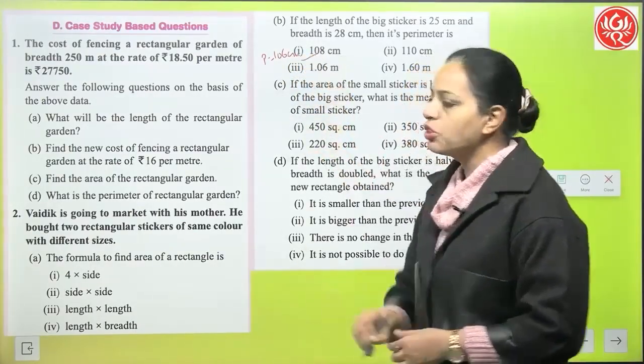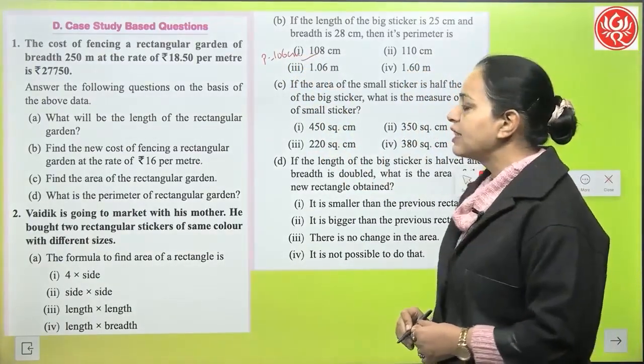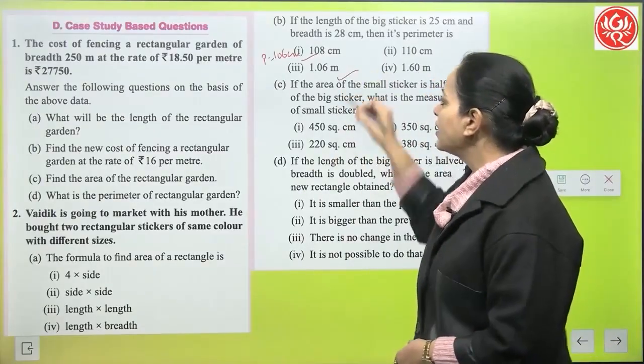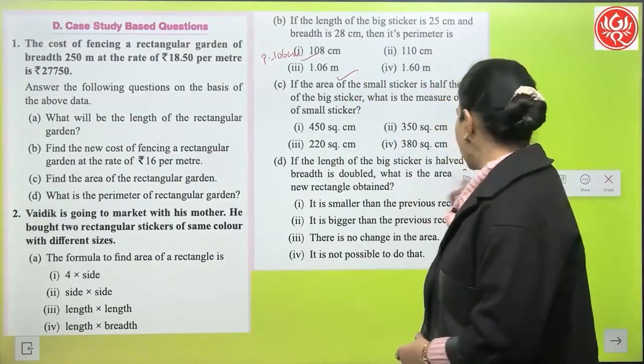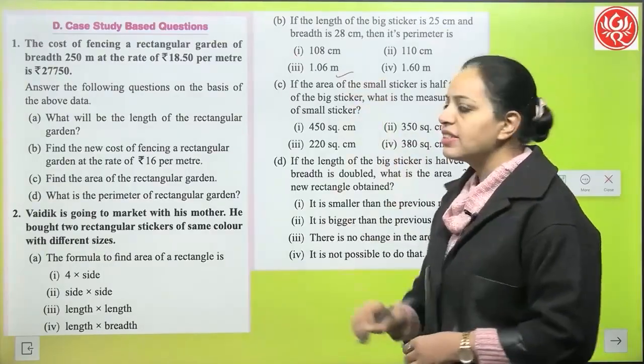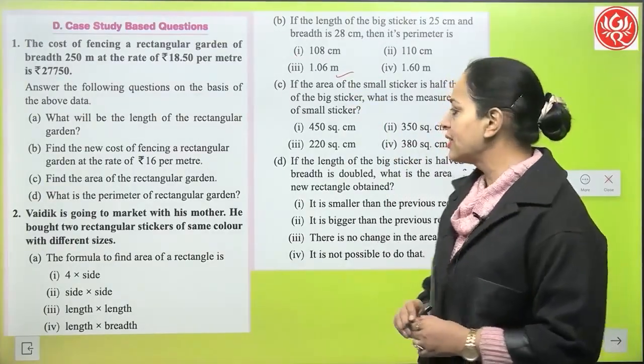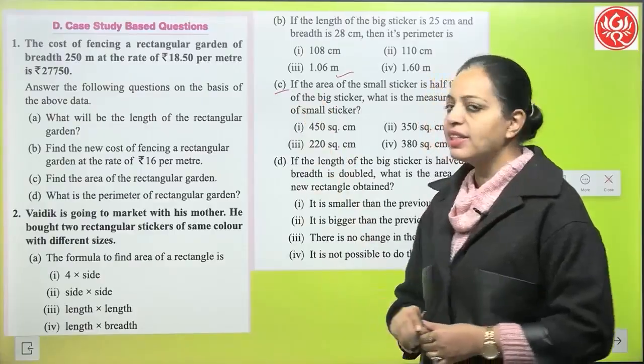Now we can convert into meter. So 106 divided by 100, that is 1.06 meter. So what is the answer? 1.06 meter. Similarly, you can try C part.